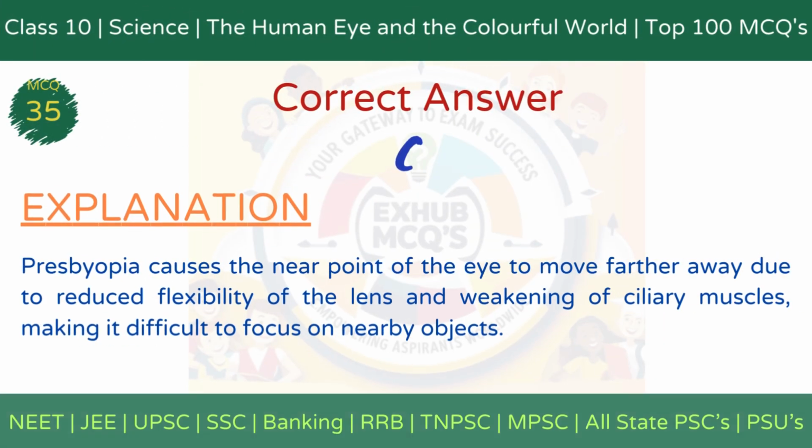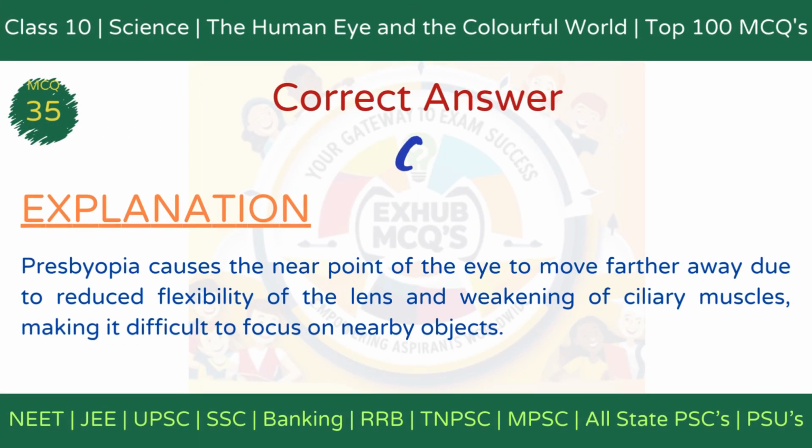The correct answer is option C, moves farther away. Explanation. Presbyopia causes the near point of the eye to move farther away due to reduced flexibility of the lens and weakening of the ciliary muscles. This makes it difficult to focus on nearby objects.